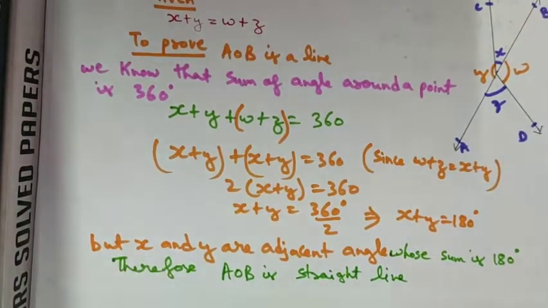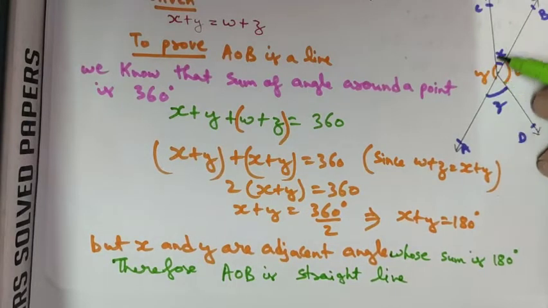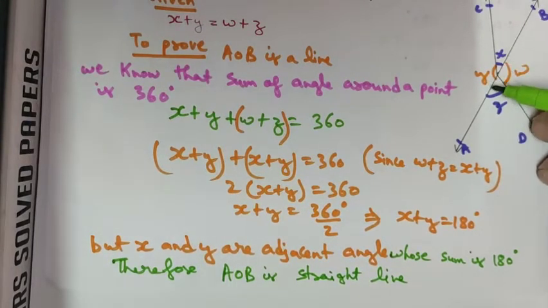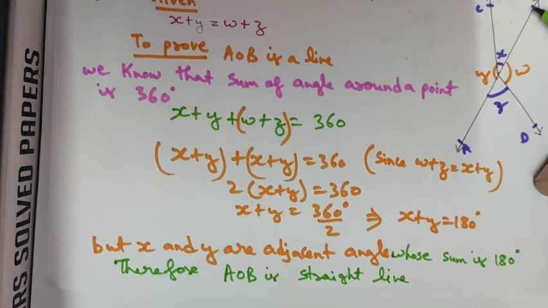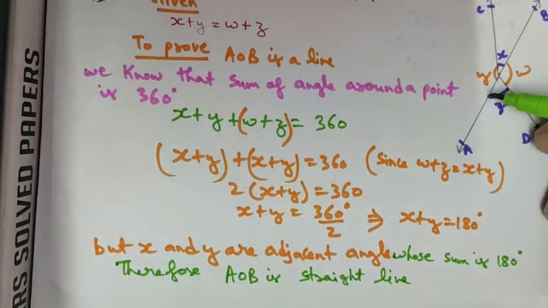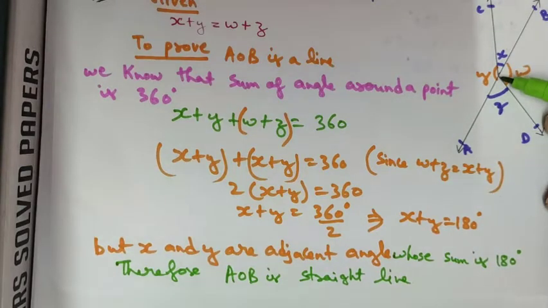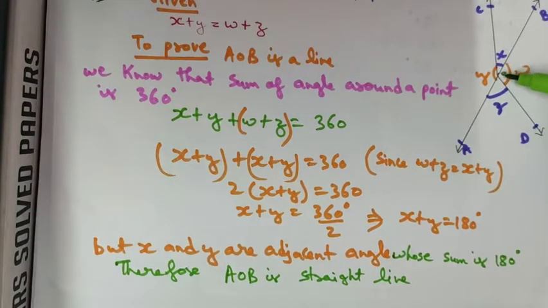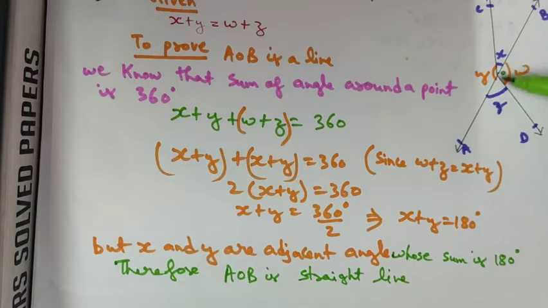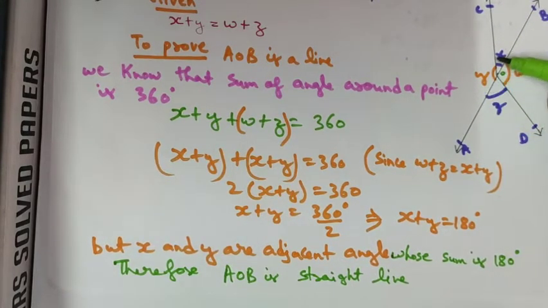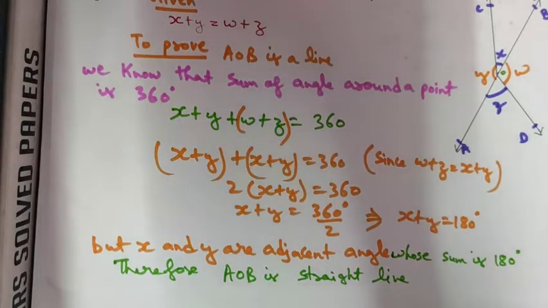Because if X and Y are adjacent angles, and the sum of X and Y is 180, therefore AOB is a straight line. We know what a linear pair is: the sum of the angles is 180 degrees. When a ray, suppose this is point O, then this OC is a ray which stands on a straight line AOB. That is why X plus Y is equal to 180 degrees.